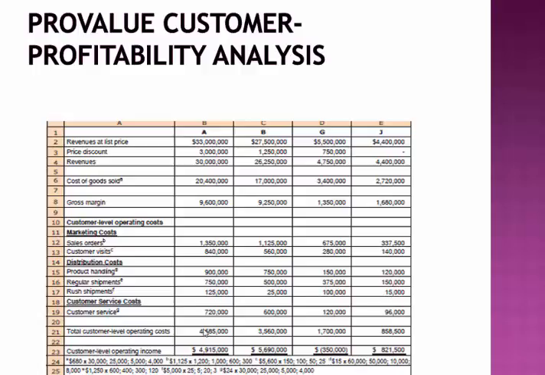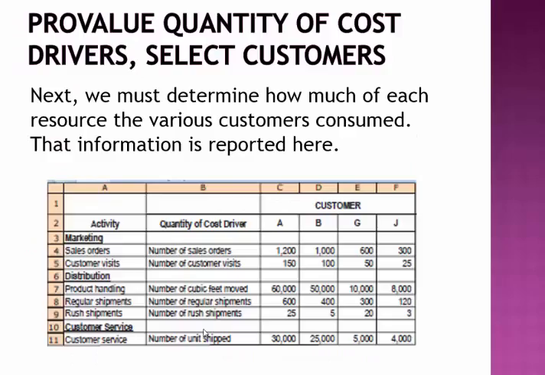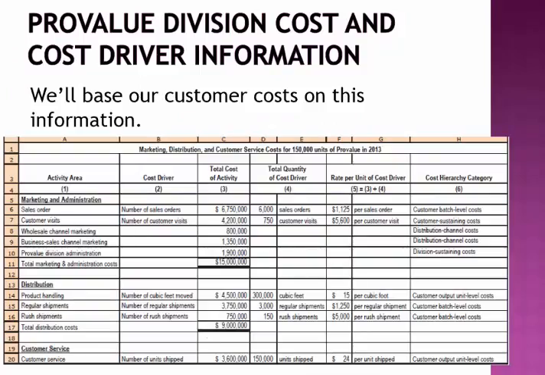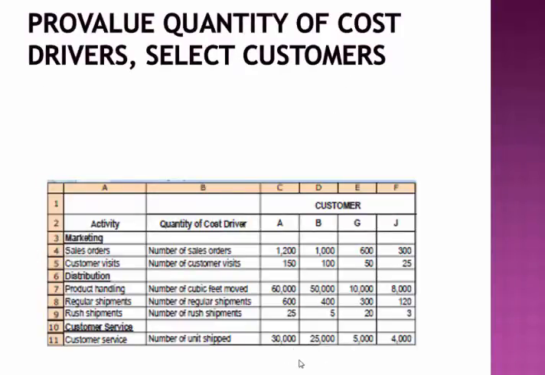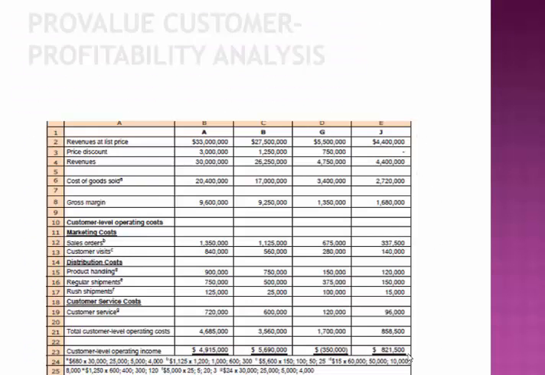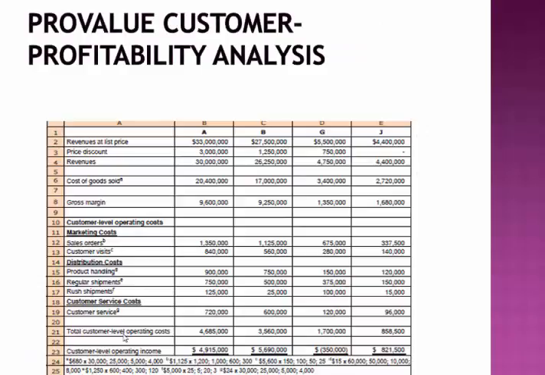Customer service, we said, basing it on the number of units that we sold to our customers. Again, our cost incurred related to customer service is $3.6 million, and we shipped 150,000 total units for the period. That equates to $24 per unit shipped, and based on the quantities that were purchased by A, B, G, and J, we can take those quantities and multiply it times 24 in order to give us the customer service per customer.